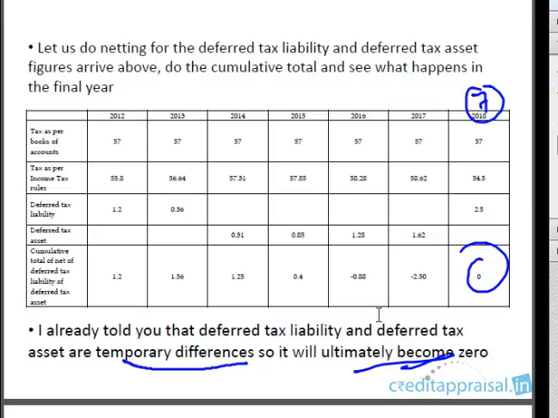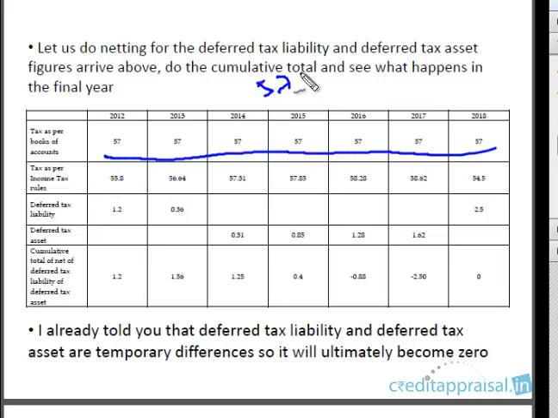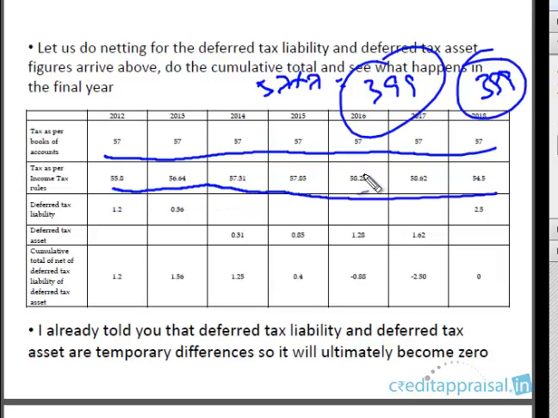What I mean by this is, if you take up a calculator and just add up the tax as per the books of account, 57 into 7 years will be 399. Just take up a calculator and add up the tax as per the income tax rules. You will still get 399. The point I'm trying to make is, you cannot escape the tax payment. Ultimately the company has paid 399 lakhs. In both the cases, please remember, the company did pay 399 lakhs ultimately.